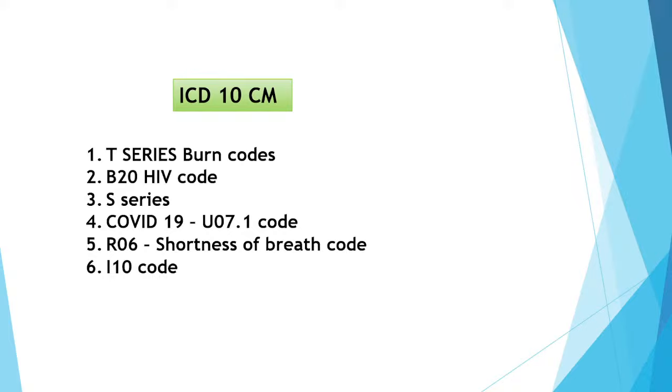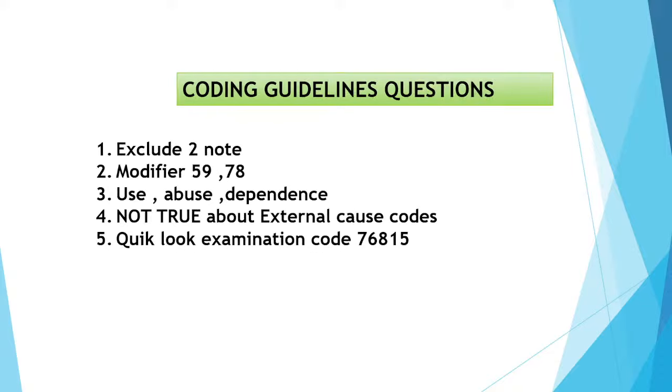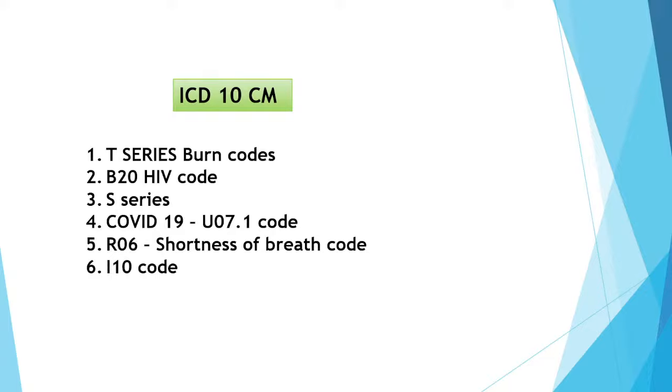Next, S series of codes is very important. S series areas are important areas. And COVID-19 related question is also important. The code for COVID-19 is U07.1. That is the code for COVID-19.